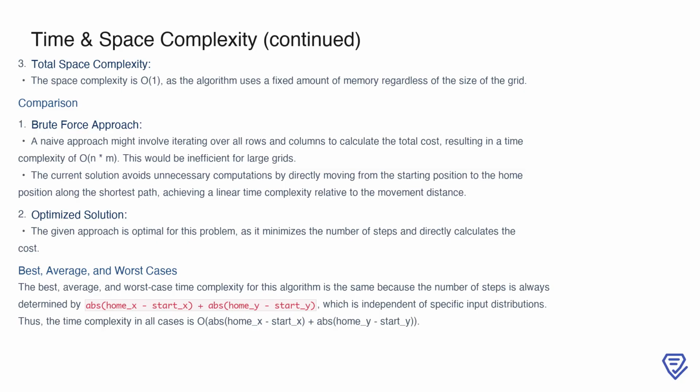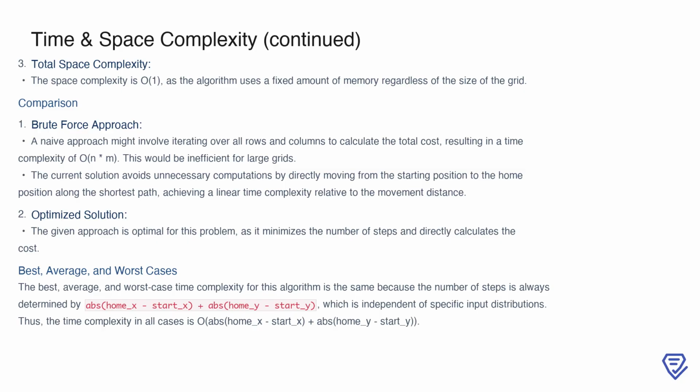To put this into perspective, let's compare this optimized solution with a brute force approach. A naive method would involve iterating over the entire grid, calculating the total cost for every possible path. This would result in a time complexity of O(n*m), which is highly inefficient for larger grids. In contrast, the current solution avoids unnecessary computations by directly moving from the starting position to the home position along the shortest path, achieving a much more efficient linear time complexity relative to the movement distance.